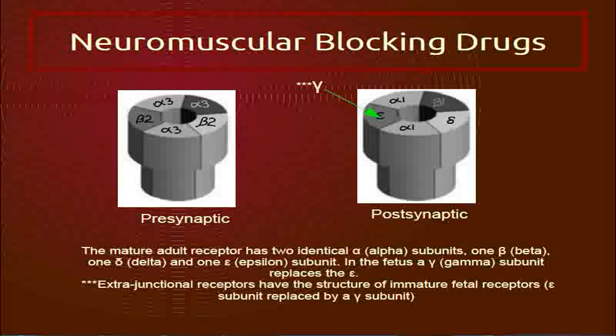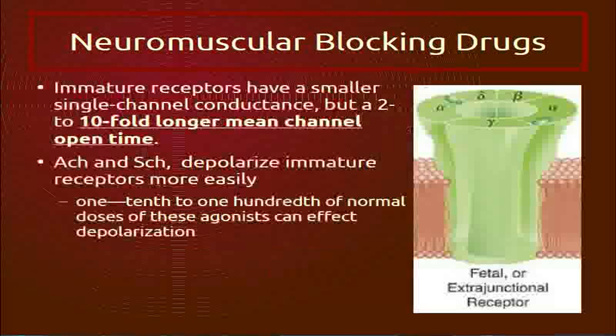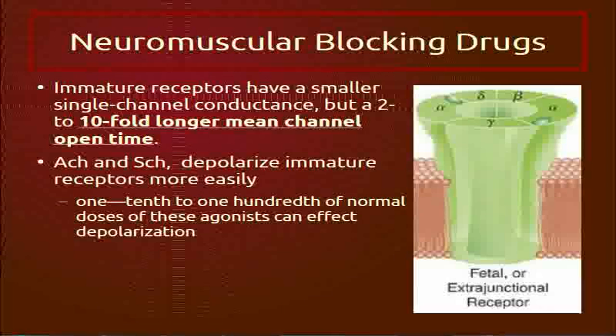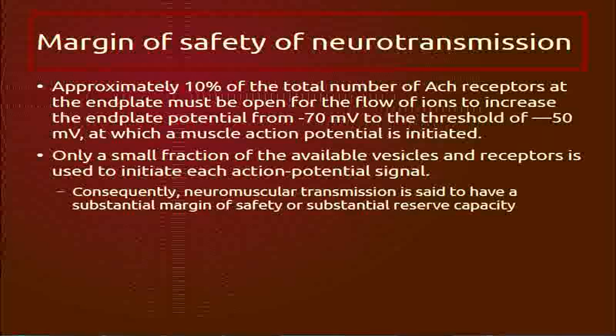So there is a pictorial of the differences in subunits. The mature has an epsilon subunit, the immature has a gamma. Please know the importance of that. Again, stressing the change in conductance time. Any questions so far on that?